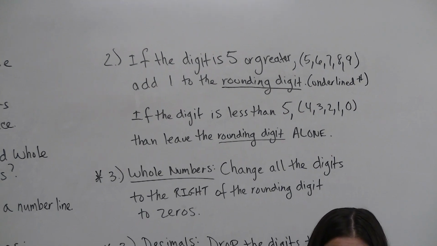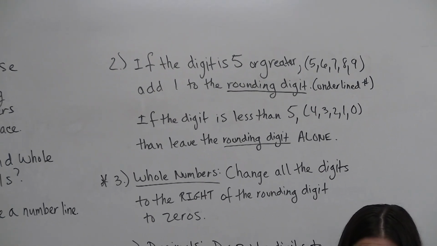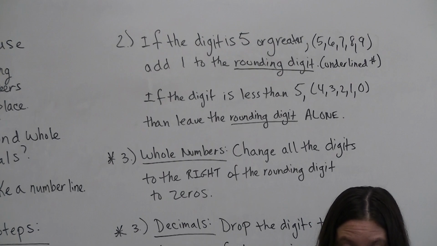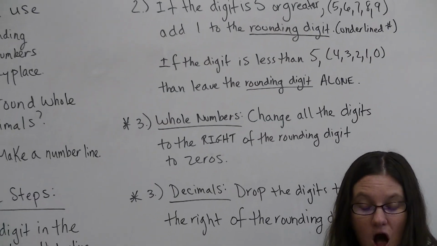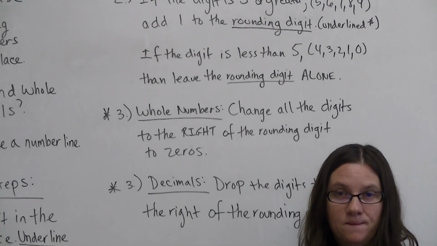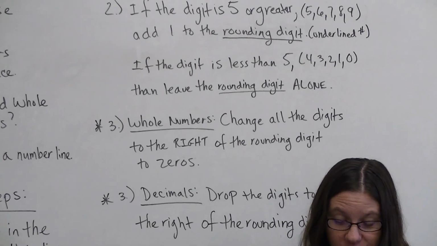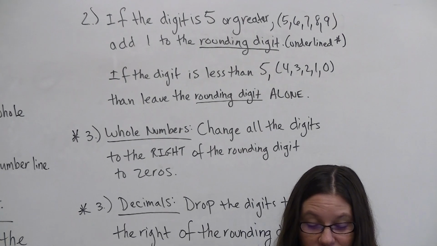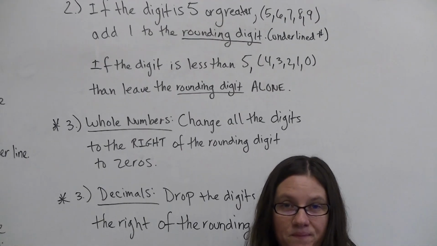Now, step 3 here is different. For decimals, the last step is different. When we rounded a whole number, all the digits at the end went to zeros. Okay, and for step 3 for decimals, we need to drop the digits to the right of the rounding digit.